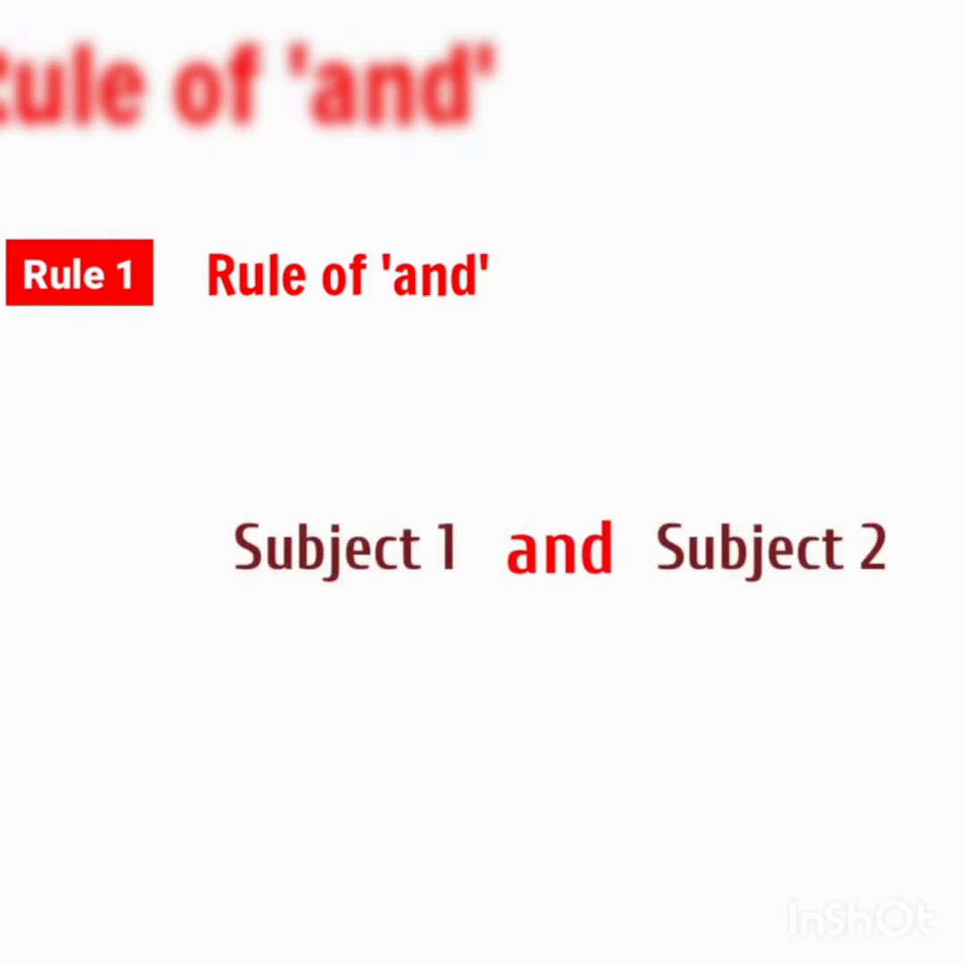A-N-D, and. In Hindi it means और. We all have used it many times. But dear students, let me tell you that there are some agreements between subject and verb while using this word and. And the very first rule is that when two subjects, subject 1 and subject 2, join with this word and, they always take the plural verb. Whenever the two subjects join with this word and, they always take plural verb.